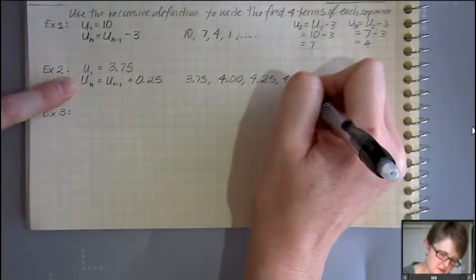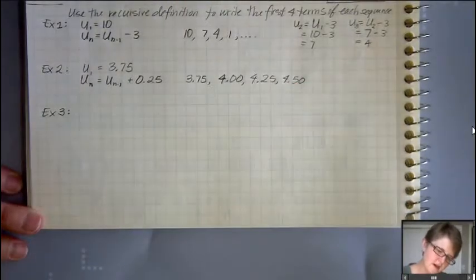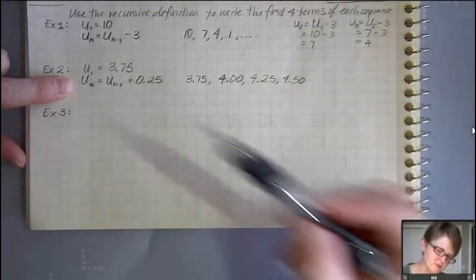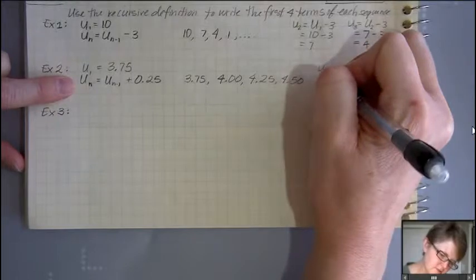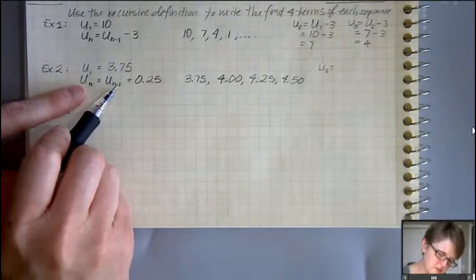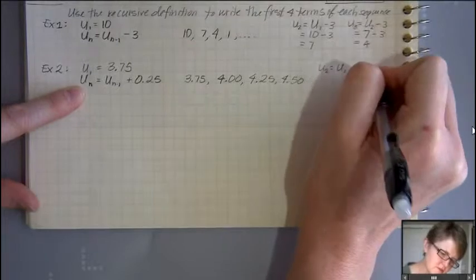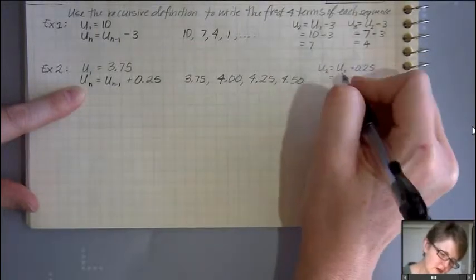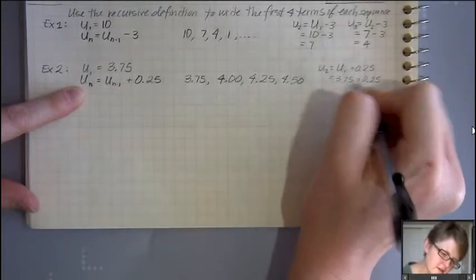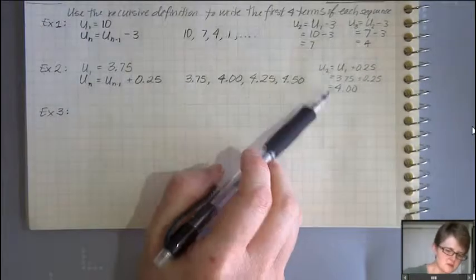Okay, so if I wanted to use this sort of a method for finding each of those terms, I can say, okay, u sub 2 is going to be, if I replace the n with the 2, n minus 1 is a 1, so this would be u sub 1 plus 0.25, and u sub 1 we knew was a 3.75, so we add 0.25 and we get 4.00. So this is just an example of how we arrive at these numbers here.